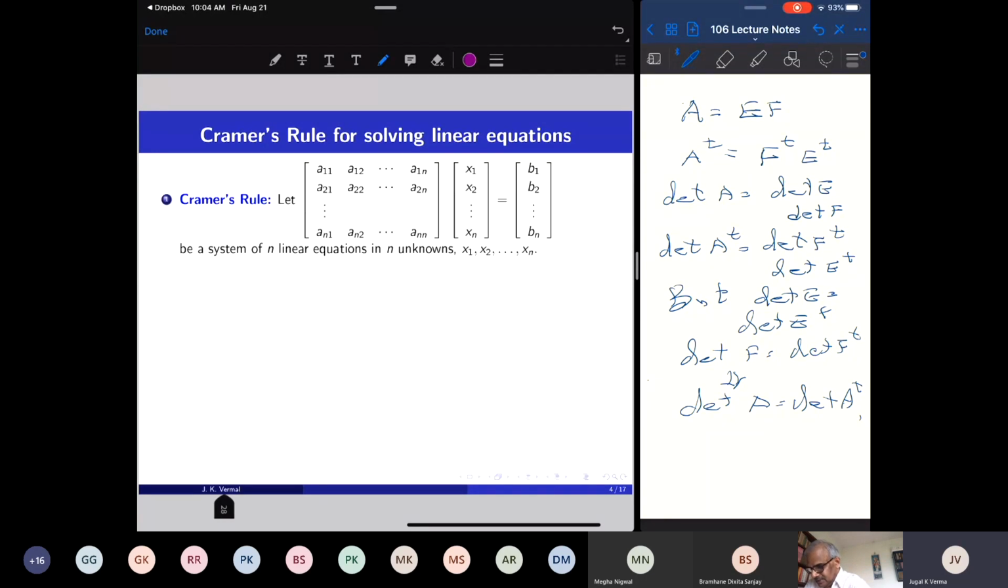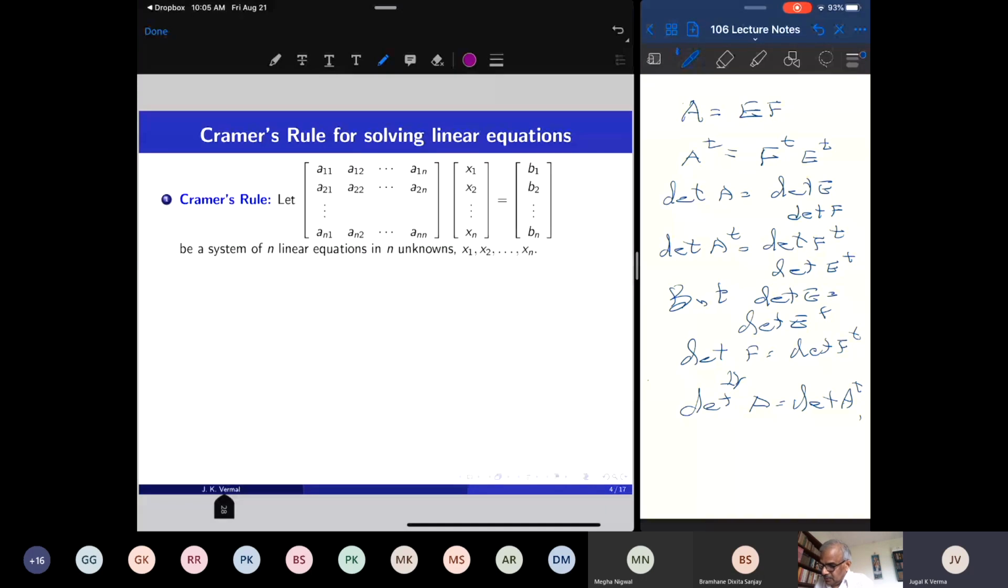We have a general system of n equations in n unknowns. So I have displayed the coefficient matrix here, and x1 up to xn are the unknowns, and b1 up to bn are known quantities. We want to solve for xi. Of course, we know the Gauss elimination method to solve for xi using row operations, but sometimes we need a compact formula for xi. There are situations where we need a very compact formula for xi, and Cramer's rule gives this compact formula for xi.